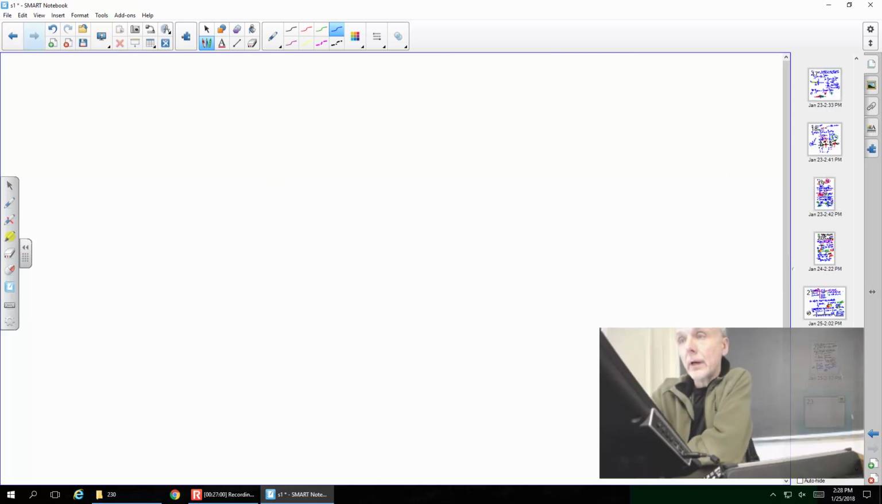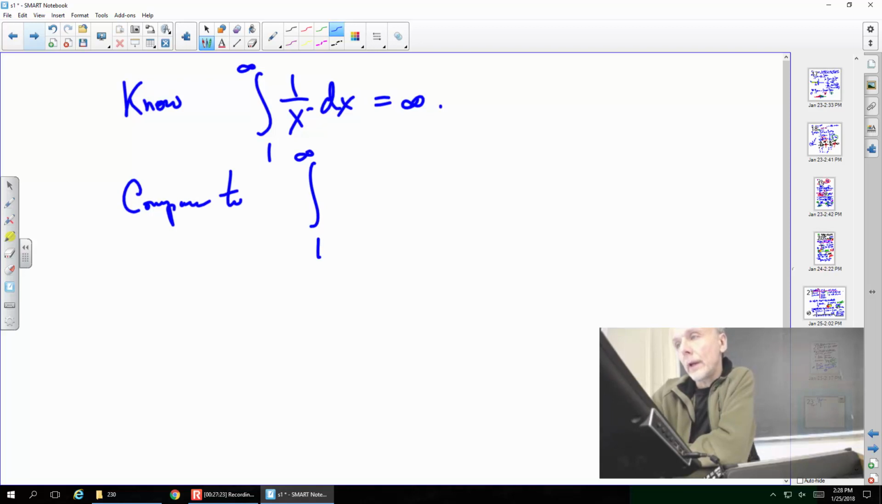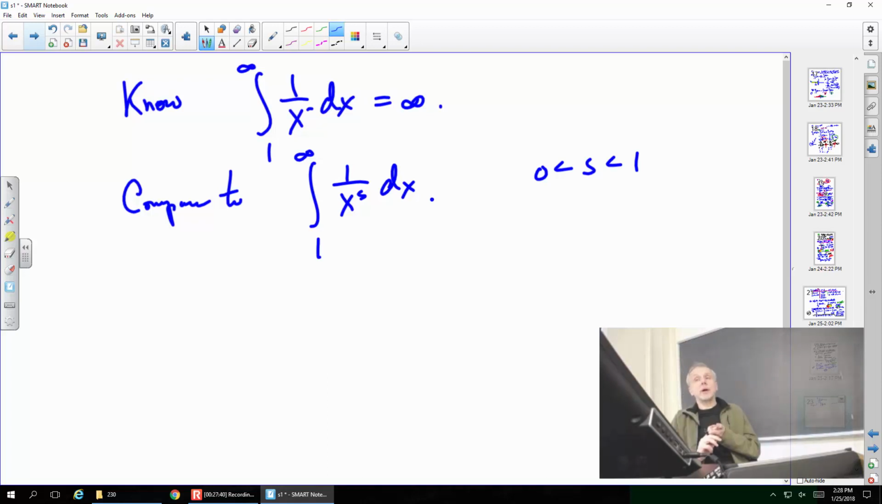Let me do it once again. What we did last time, let's do it again. Suppose we know, and we do, that the integral of 1 over x from 1 to infinity is infinity. Now let's compare it to the integral from 1 to infinity of 1 over x to the power of s, with s less than 1 but larger than 0. So we have one integral that is familiar to us, and we create a new integral. I want to make as many conclusions as I can about these integrals.